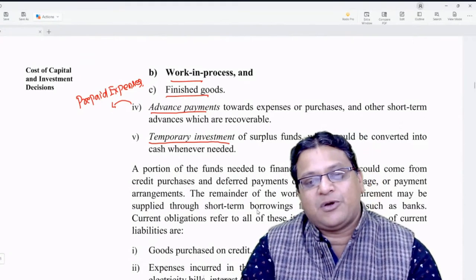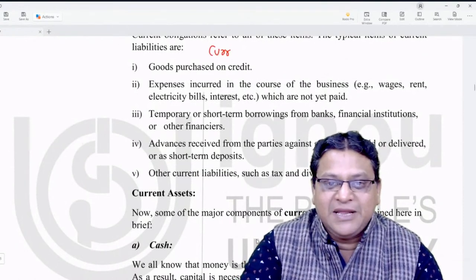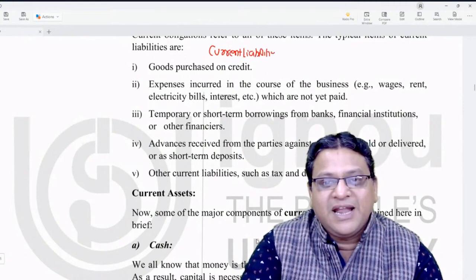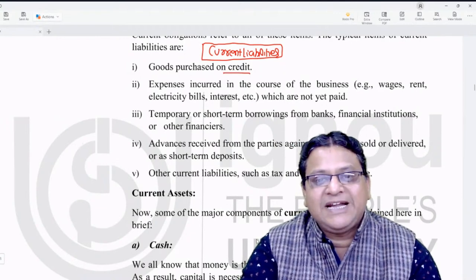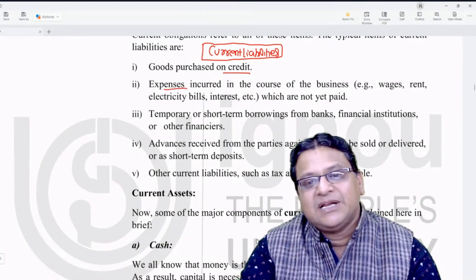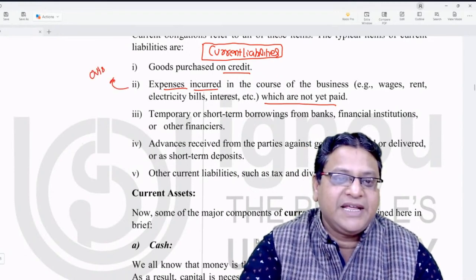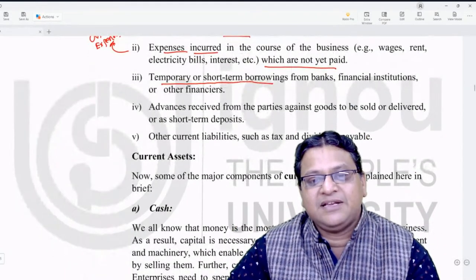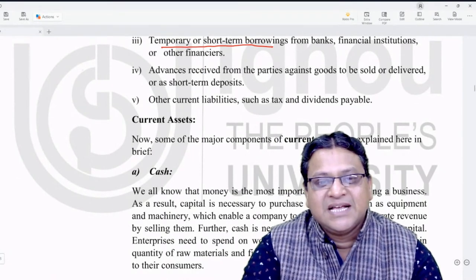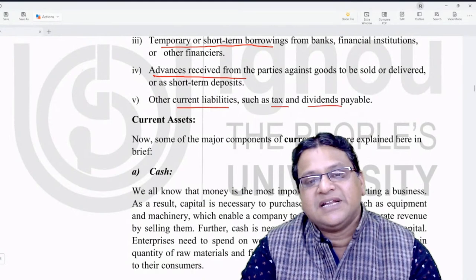Next, we'll discuss the second component of working capital, known as current liabilities. What are the different types of current liabilities? Current liabilities are those liabilities which are to be paid back within one accounting period. It can be in the form of creditors. It can be in the form of expenses incurred but not yet paid, known as outstanding expenses. Outstanding expenses are a part of current liability. Current liability may be in the form of temporary or short-term borrowing from different banks and financial institutions. It can be in the form of advances received from different customers, or other current liabilities such as tax liability and dividend liabilities.